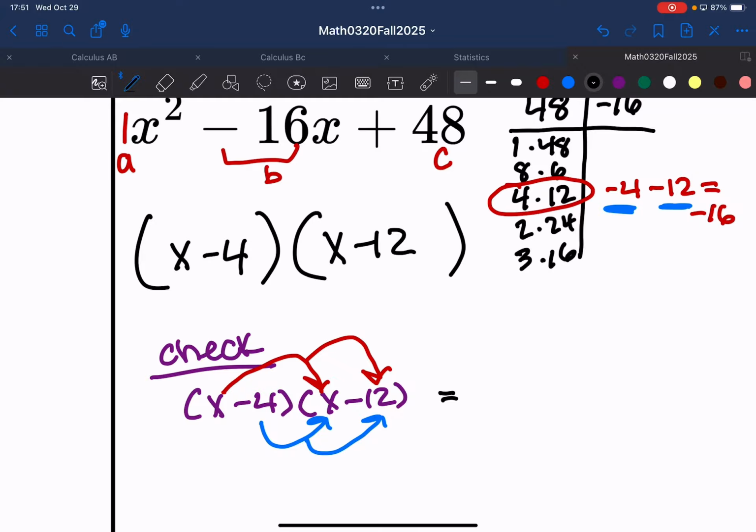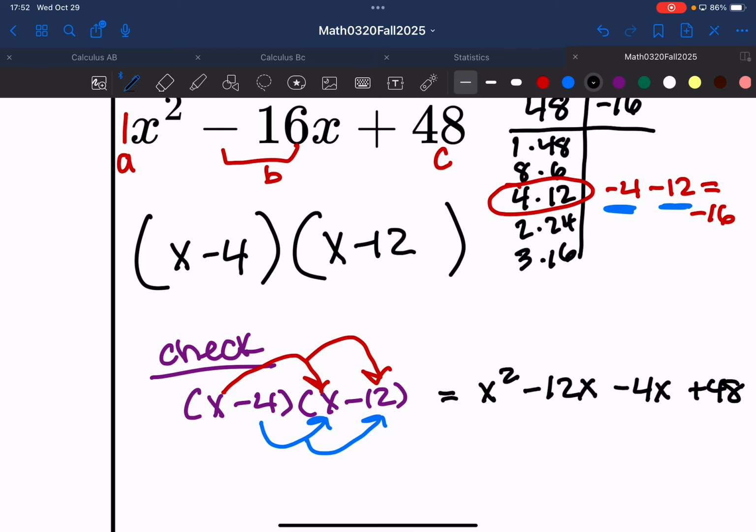So following the red arrows first, I have x times x, which is x squared. And then I have x times -12, which is -12x. I just put them together, the number and the variable. And then following the blue arrows, I have -4 times x, which is -4x. And then -4 times -12, which is +48.